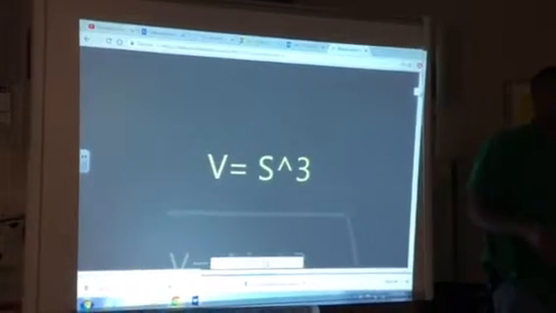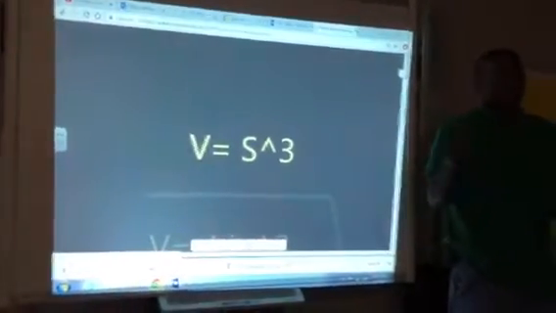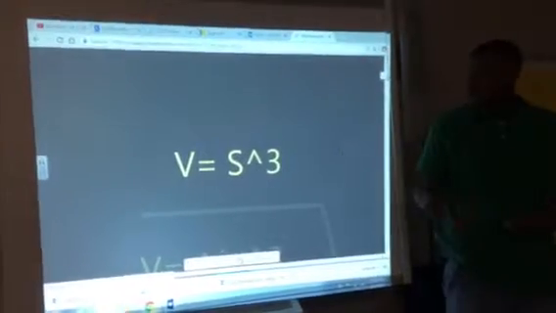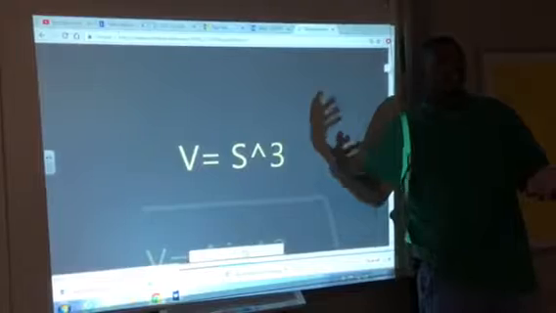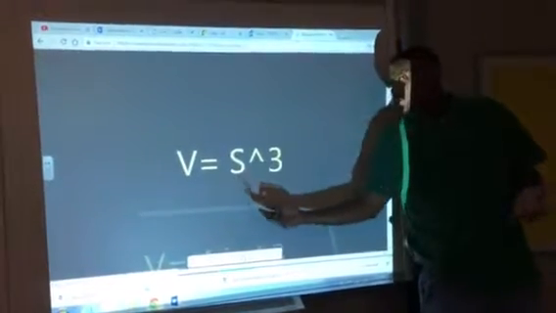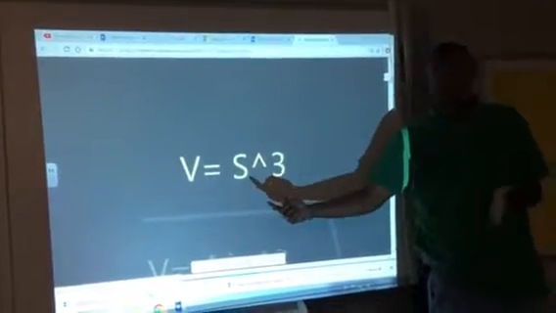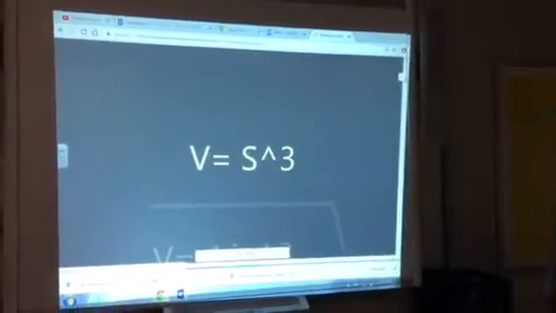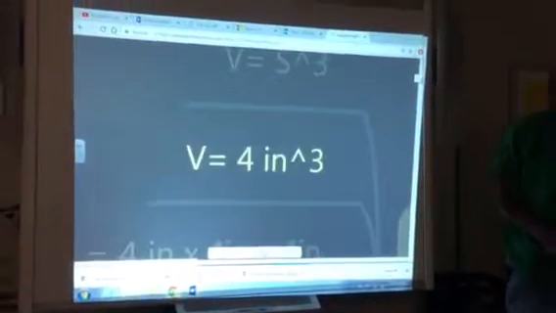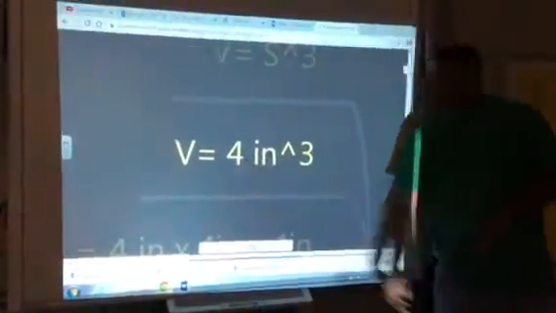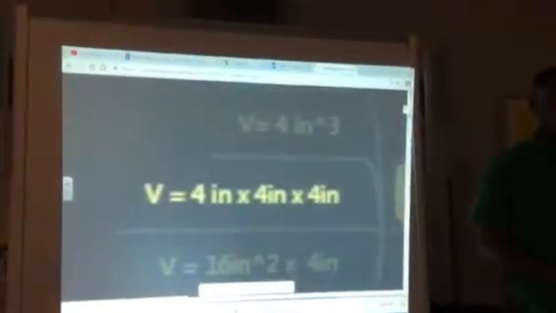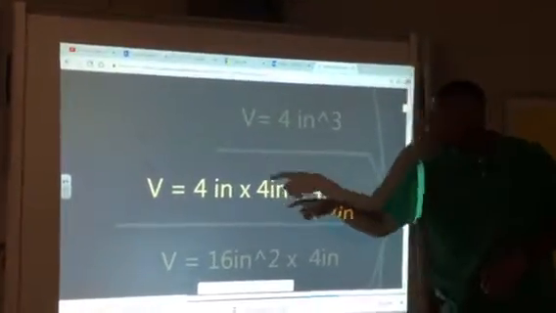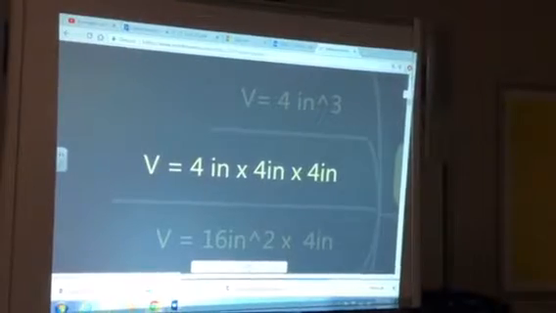Okay, so since it's 4 by 4, what shape is that? That's a square because all the sides are the same. So when we have a square and we stack up a square, it's called a cube. So in order to find the volume of a cube, I would take the side length and raise it to the third power. So volume will be equal to my 4 inches to the third power. So that would look like 4 times 4 times 4.